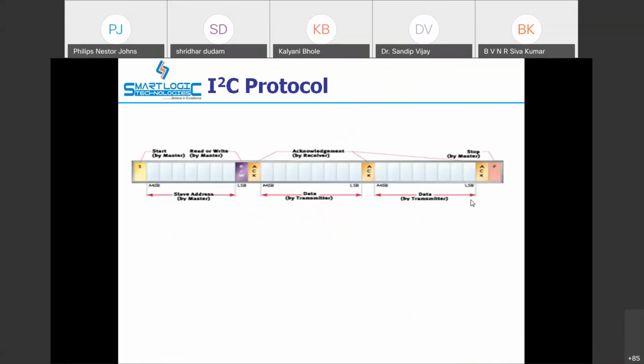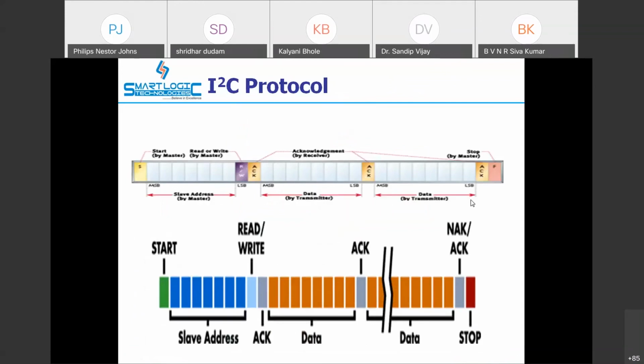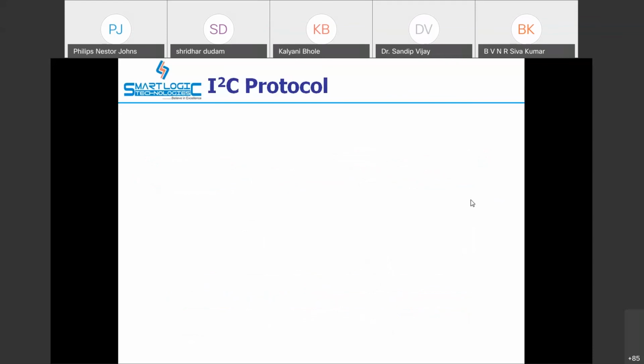So what is the protocol here? Whenever you want to start the communication, you have to generate the start signal, and then send the device address of the device you want to communicate with. You have to decide whether you want to read from that slave device or write to it. Then you send the address where you want to write in that slave, and then send the data. For each and every transmission, we expect an acknowledgement to be transmitted by the receiver.